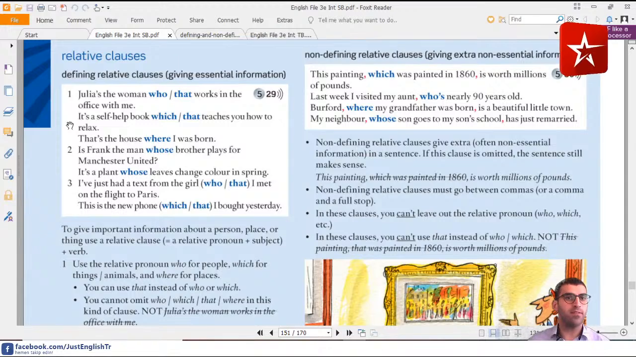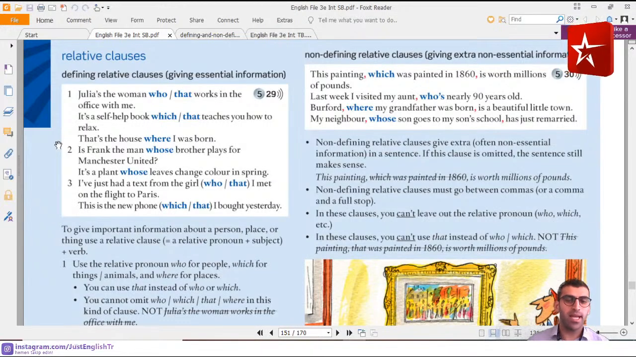And it is a self-help book which teaches you how to relax. It's a self-help book that teaches you how to relax. As you know, if we are talking about something, we have to use which or that. And if we are talking about a place, we have to use where. That is the house where I was born.